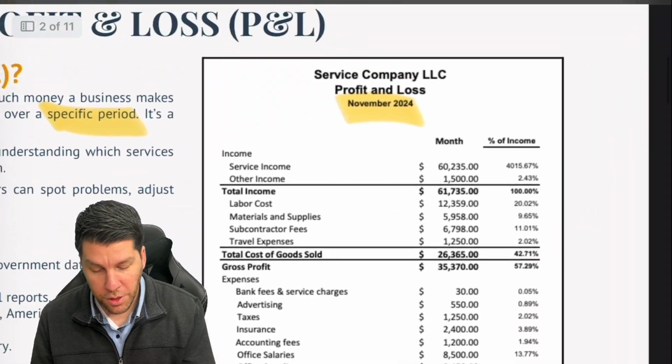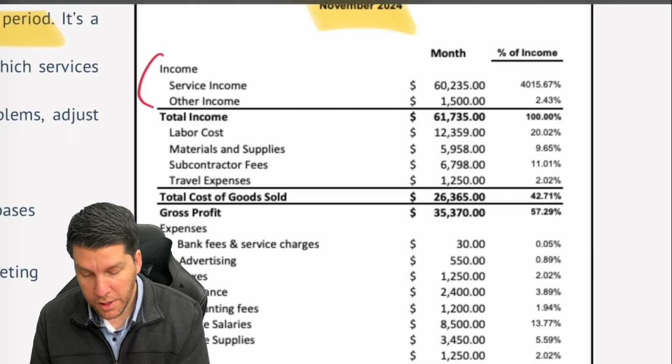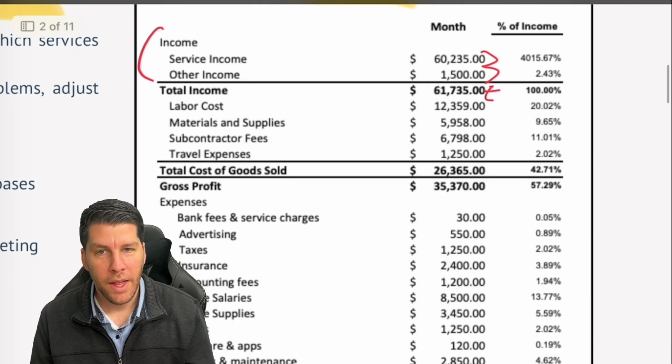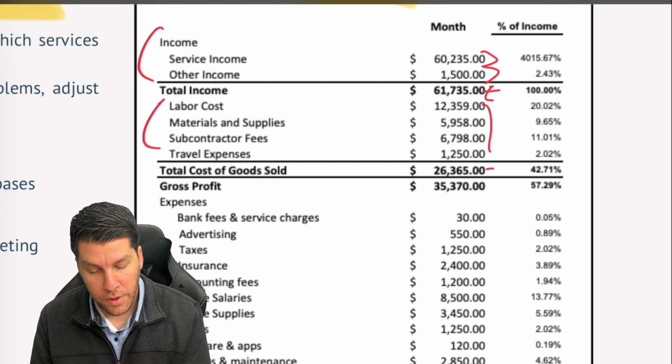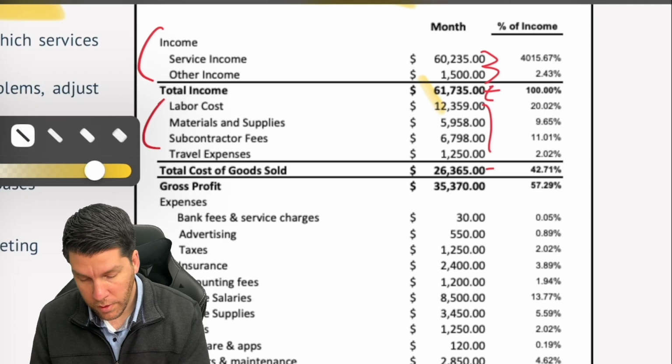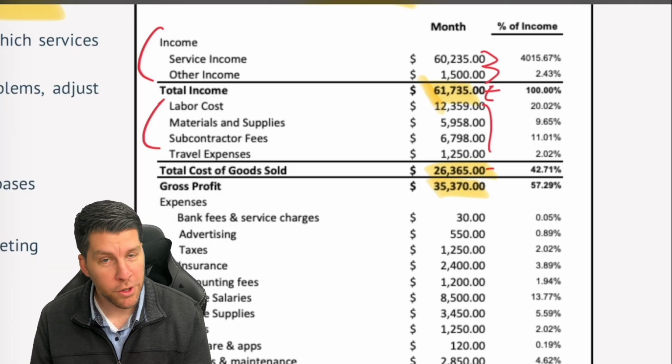There are essentially three sections of a profit and loss. You have the income section at the top here, where all these numbers get added in, and then it gets to this bold number right here. And then you have the COGS section, which we're going to go over later here. All these get added into this number right here. And then you are going to be taking your total income minus your COGS, which is going to give us your gross profit margin.